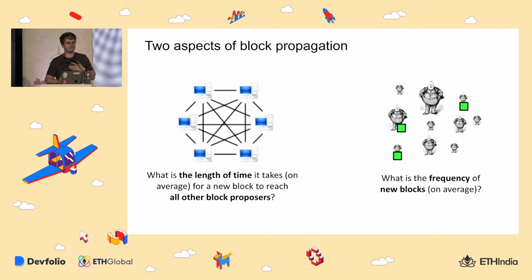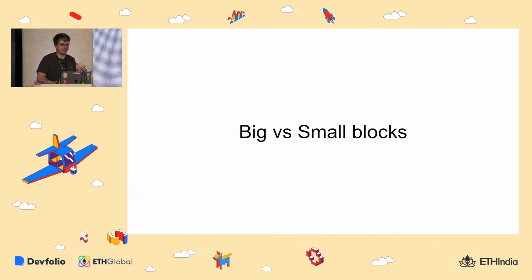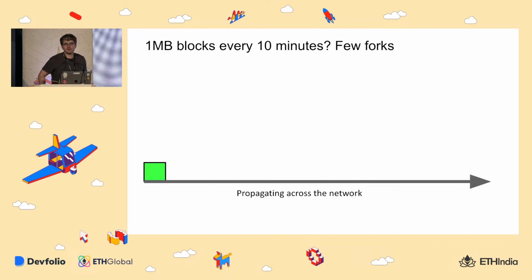So if I produce a block, how long does it take for everyone in this room to get a copy of that block? And the second component is frequency. How often are blocks created and produced? So let's use some simple examples. Big versus small blocks, if you remember the block size wars. So let's consider a small block world. There's a 1 megabyte block every 10 minutes.